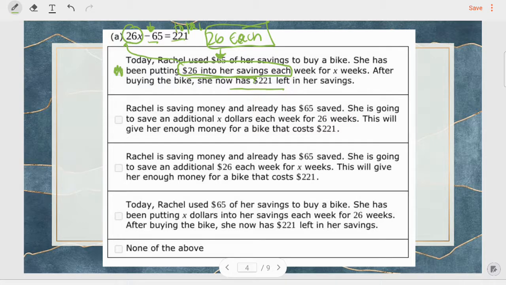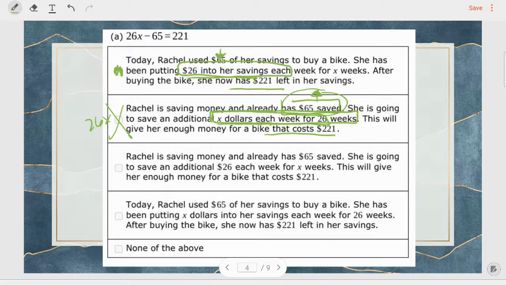Rachel is saving money and already has $65 saved. That's an increase in the amount she has, not a decrease, because she already has it. She's not taking that away from her account. Okay, she's going to save an additional X dollars each week for 26 weeks. That right there, we're tying each and 26 weeks and X together. That represents 26x, and a total of 221. So most of this equation matches, but does all of it? No. 65 is going up instead of down. So this doesn't work.